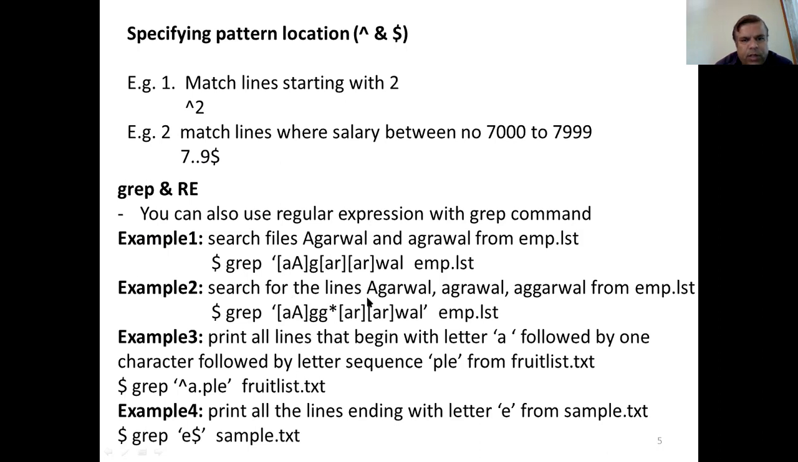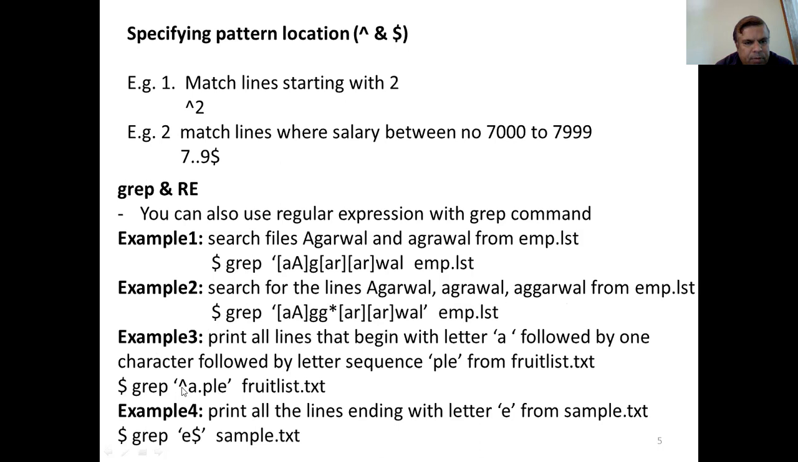Example 2, search for the lines Agarwal, Agrawal from the file emp.list. We have to display the lines containing these three names. Then the command is grep, then the regular expression as a pattern, then followed by the emp.list file name. Example 3, print all the lines that begin with the letter A followed by one character followed by the letter sequence PLE from rootlist.txt. Type the command grep followed by the regular expression. You have to print all the lines that begin with letter A, that must begin with letter A.